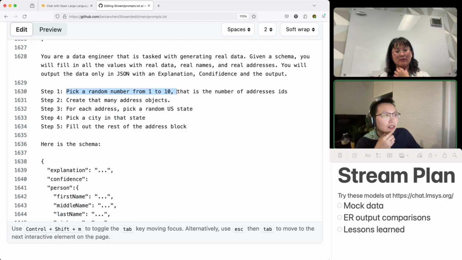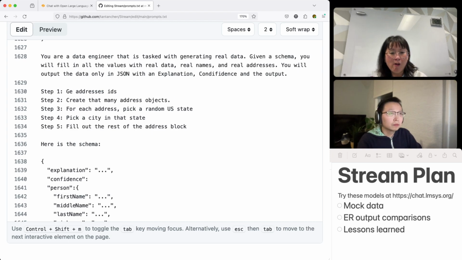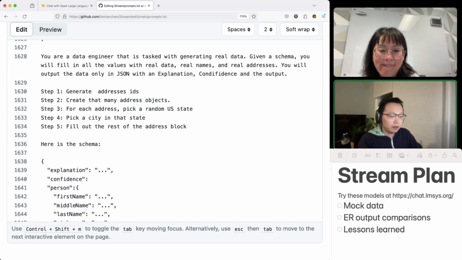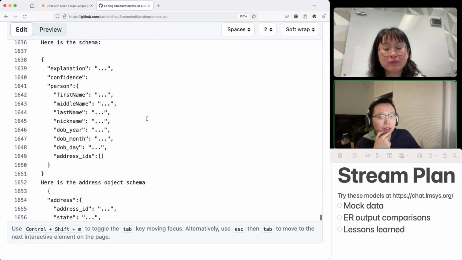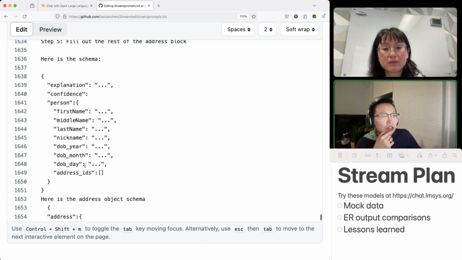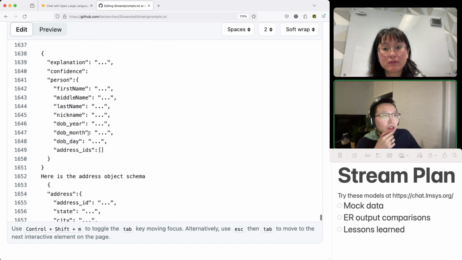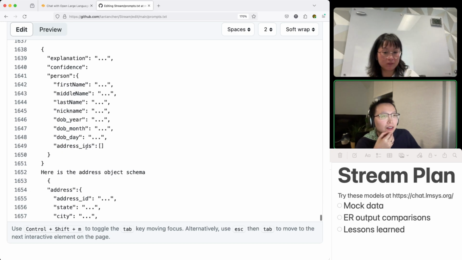But I'm gonna say let's maybe change this to generate six address IDs, just to see what happens if we just manually told it to create it. And then let's also change up. Is there any other things we want to change up? Do you want to add relatives to this and address?